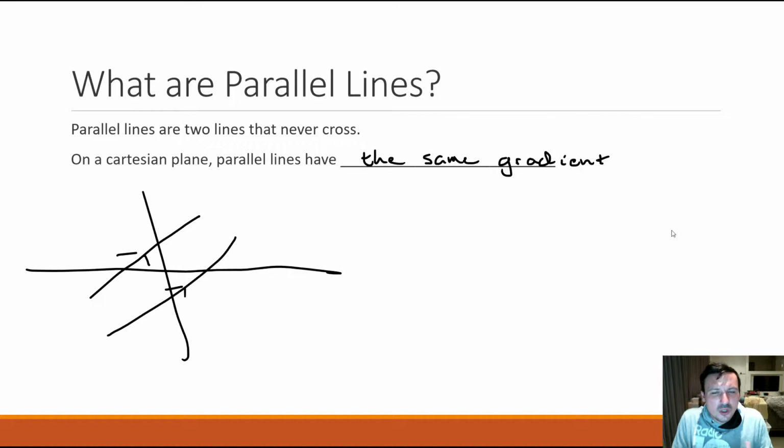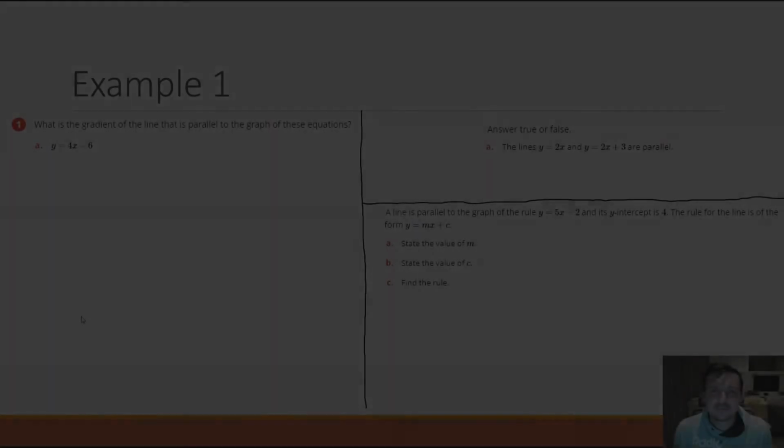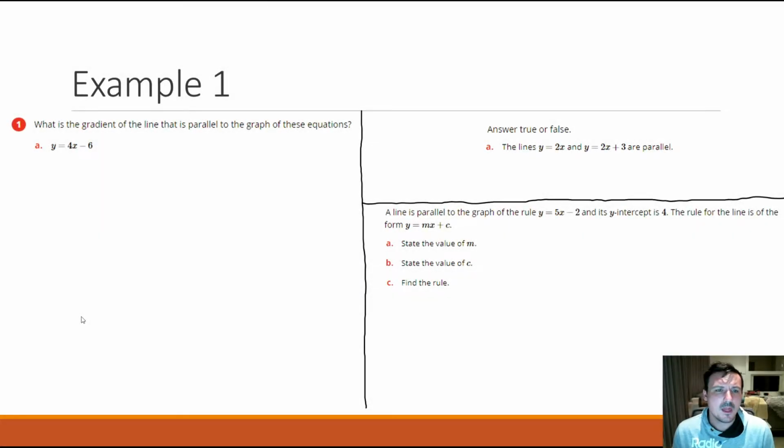And if you look at it, it kind of makes sense. Gradient is the slope of the line, and you can kind of see that if it's going up at the same slope, then clearly it's going to have the same gradient. So let's have a look at an example. What is the gradient that's parallel to the graph of these equations?